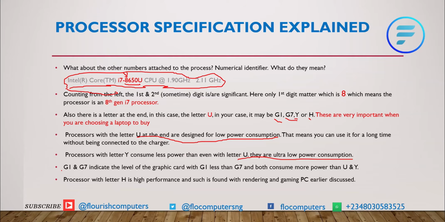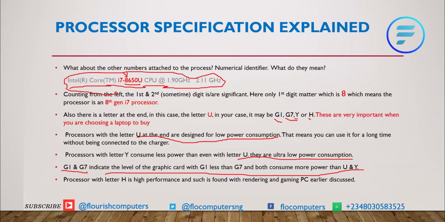Now, when we come to G1 and G7, if that is what your processor has at the end, either G1 or G7, it indicates the level of the graphic card, with G1 less than G7, and both consume more power than U and Y. So you can now see how these letters are very important as well for your battery consumption, because somebody might say my battery does not last. Yeah, your battery may not last.